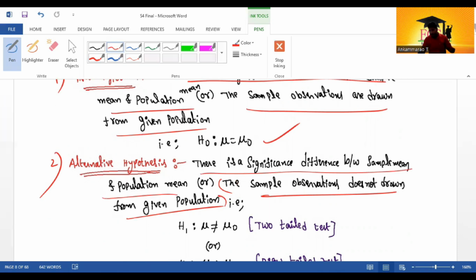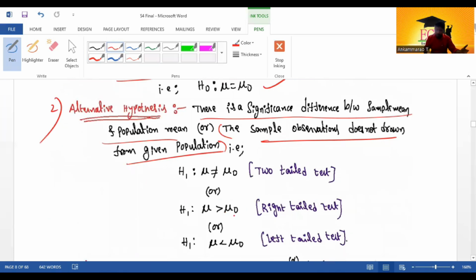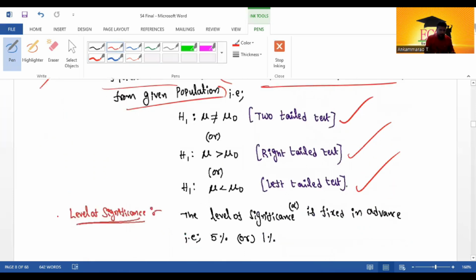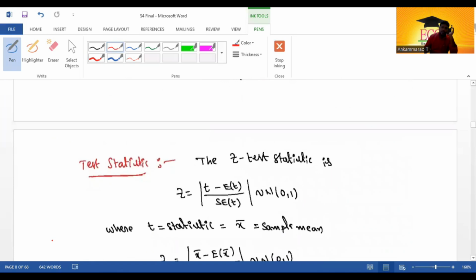వాటి మధ్య డిఫరెన్స్ ఉందంటే మేబీ అది నాట్ ఈక్వల్ టు కావచ్చు, లెస్ దాన్ కావచ్చు, గ్రేటర్ దాన్ కావచ్చు. నాట్ ఈక్వల్ టు అయితే టూ టెయిల్డ్ టెస్ట్, గ్రేటర్ దాన్ అయితే రైట్ హ్యాండ్ టెస్ట్, లెస్ దాన్ అయితే లెఫ్ట్ హ్యాండ్ టెస్ట్. అది సెకండ్ వన్. The third one is the level of significance. The level of significance is fixed in advance, that is alpha equal to 5% or 1%. The fourth one is the test statistic. The Z test statistic Z equal to modulus of t minus expectation of t divided by standard error of t follows N of 0,1.